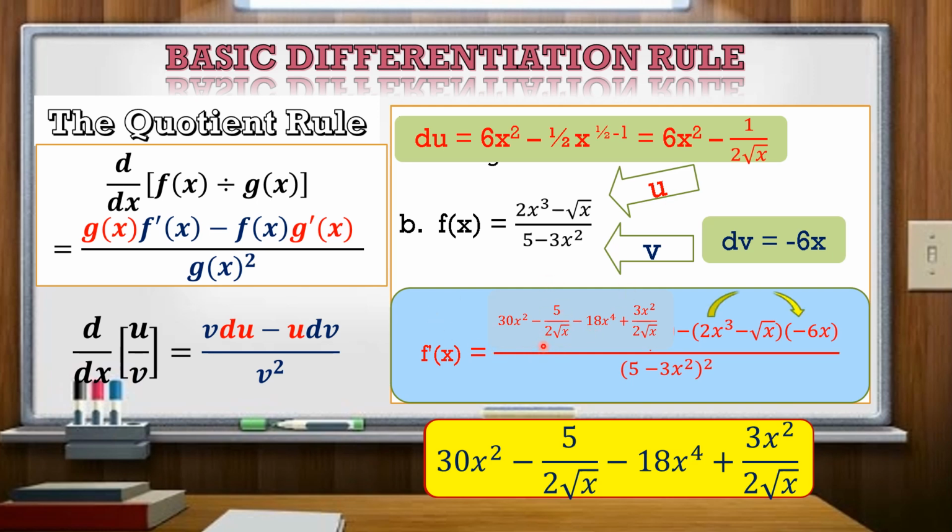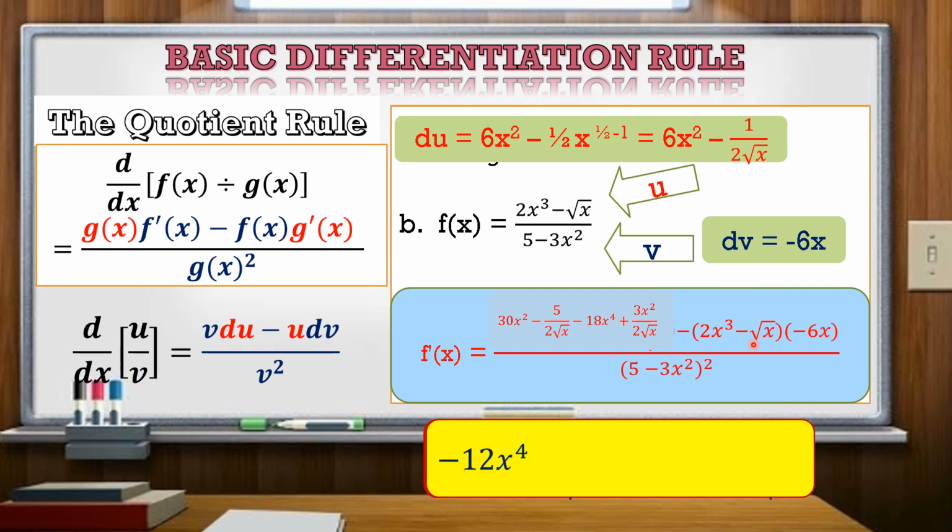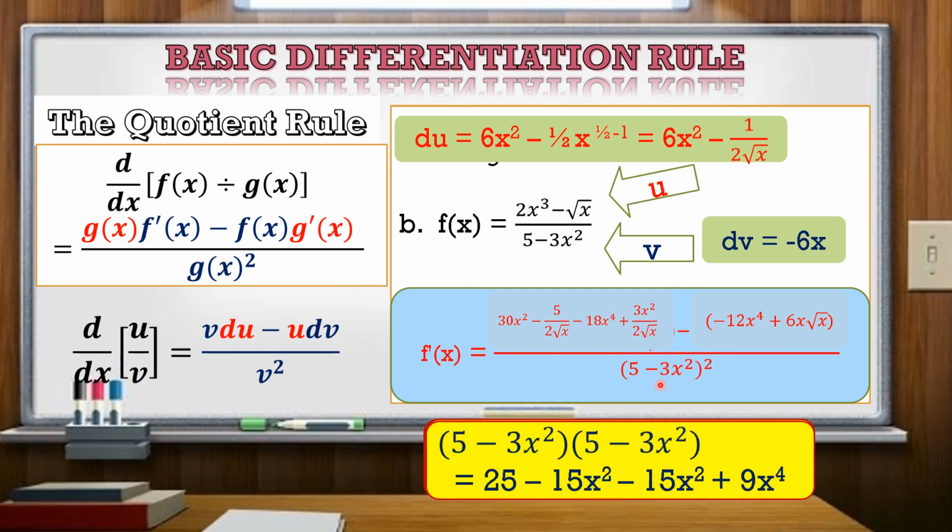So, pinalitan natin. Next, dito naman tayo sa pangalawa. So, 2x cubed, ibibigay natin kay negative 6x. That results to negative 12x to the 4th. Tapos, sa negative square root of x, ibibigay natin kay negative 6x, resulting to positive 6x square root of x. Okay, so papalitan natin siya doon. Lagyan natin ng parentheses because the operation is subtraction. Punta tayo sa baba. The square of 5 minus 3x squared.